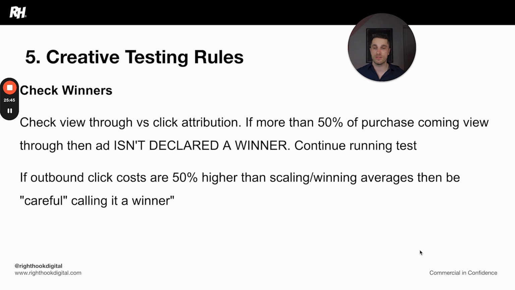And the last one is, if your outbound click costs are 50% higher than the typical normal average that you see on other scaling ads, just be careful there. Continue to monitor. I leave it on as long as it's still hitting KPI. The reason for that is at scale, if it doesn't normalize, it may actually end up not working anyways. So that's a big reason for that.